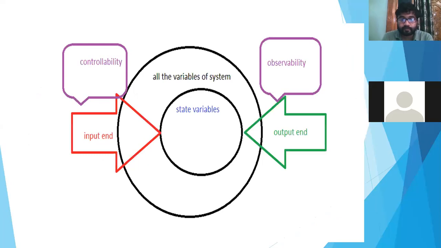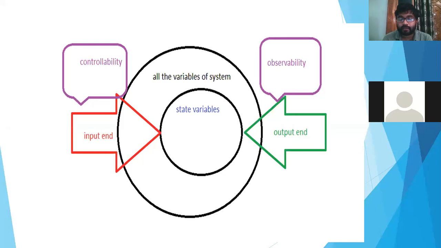So let us see here. So we know that any system can be represented in state space with the help of the state variables. So what are the state variables? These are the minimum number of variables that are enough to describe all the dynamics of the system, or all the parameters of the system. Okay.